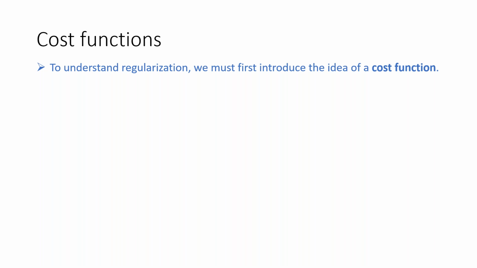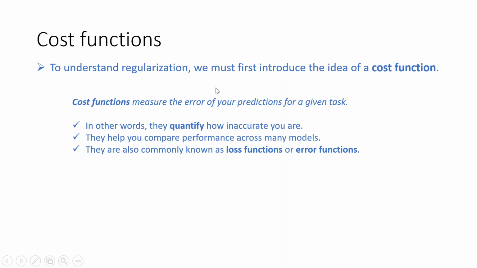Some of the probability oriented statistical algorithms will use some probability equations as the cost functions, and they will be minimizing them. And some algorithms will use some partial differential equations, and around those, cost functions are arrived. But for simple linear regression algorithm, as I told you, cost functions measure the errors of your predictions for a given task.